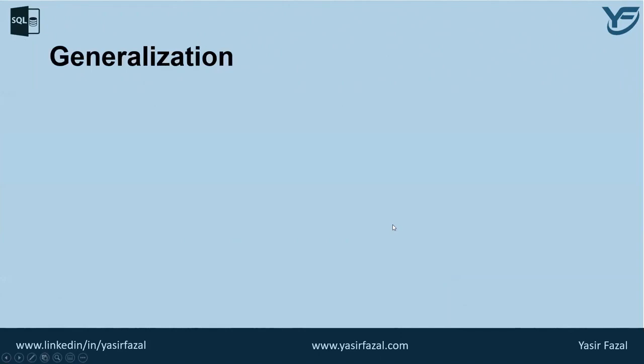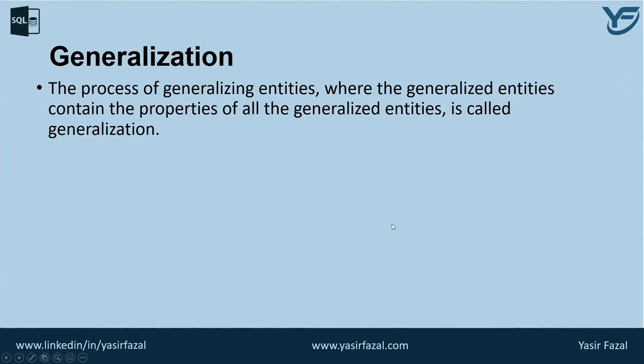So when we talk about generalization, just keep one thing in mind: generalization is more like a bottom-up approach in which two or more entities of lower level combine to form a high level entity, if they have some attributes in common. In generalization, an entity of a higher level can also be combined with the entities of lower level to form further higher level entities as well.